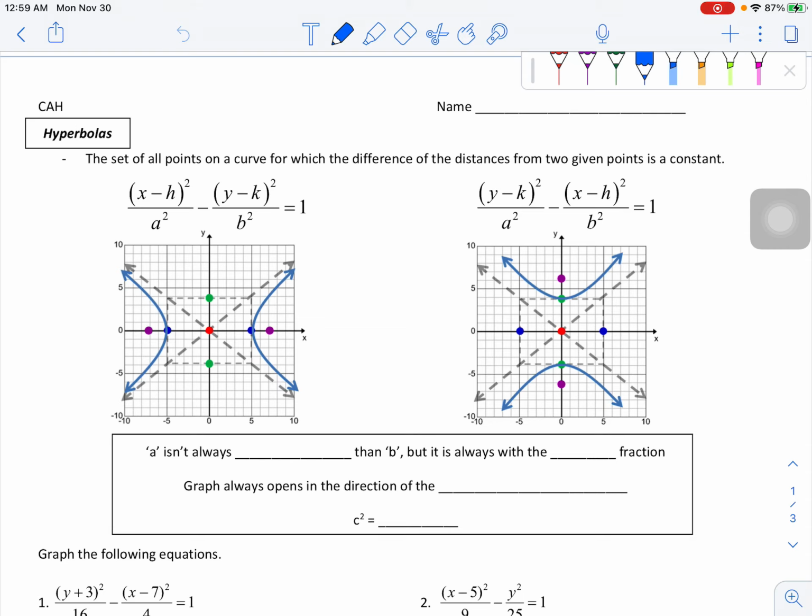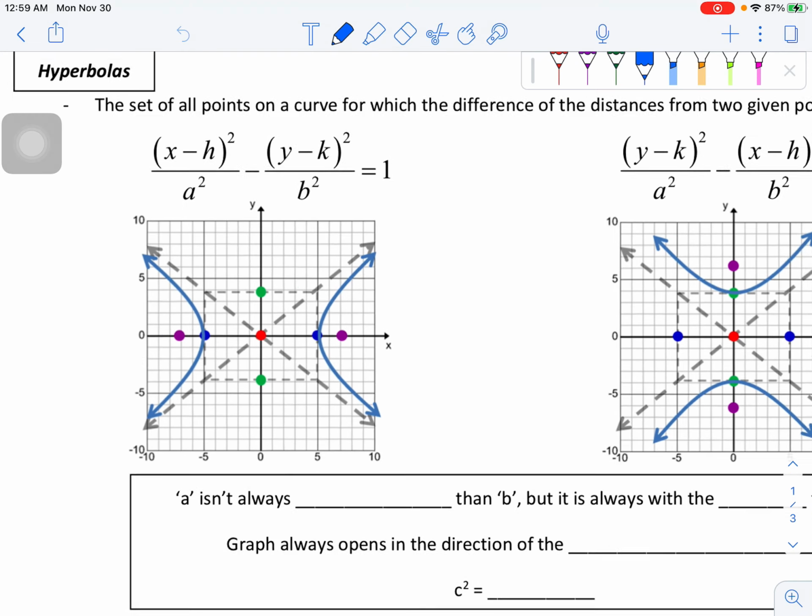And so what we want to do is break this down. We can have hyperbolas that open left and right, and that's going to be if the x squared fraction is positive. Generally, it's considered the first one. And then you can have a hyperbola that opens up and down. That's going to happen if the y squared fraction is first, or positive. So just be careful about those. Let's get in and talk about some parts.